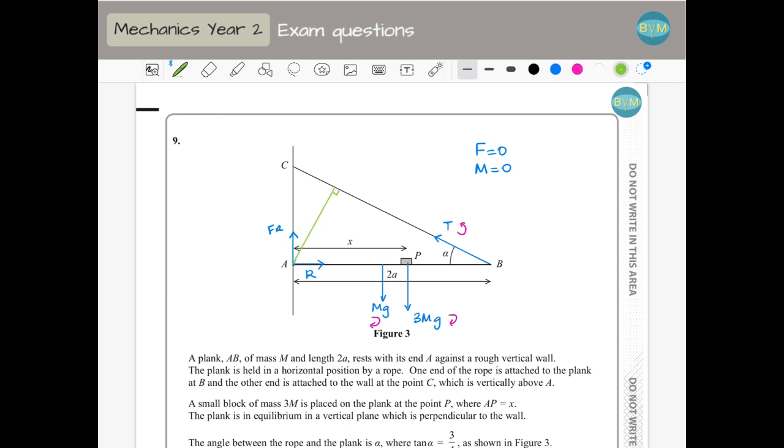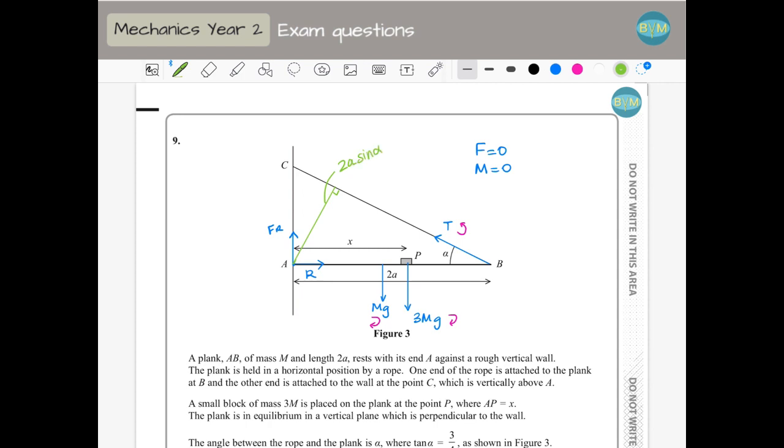something like this. So if I look at this triangle, this is opposite to the angle, and I know the hypotenuse is 2a. So this is going to be 2a sine alpha, because it's the opposite. So this is going to be 2a sine alpha.